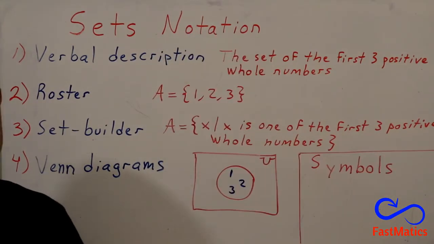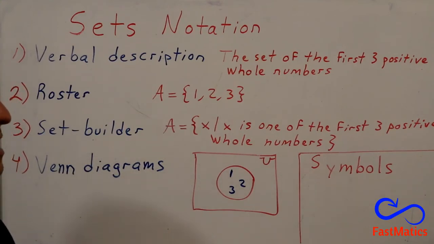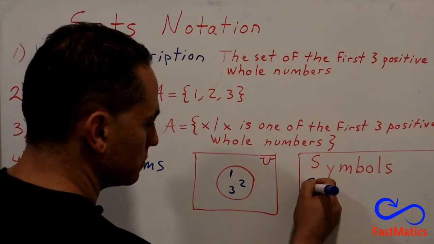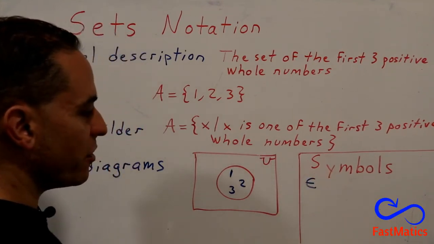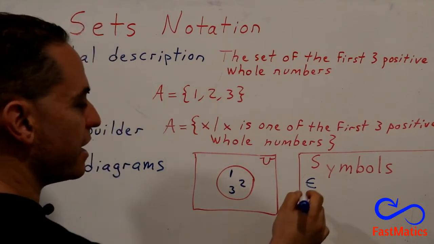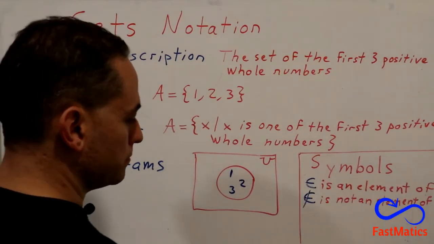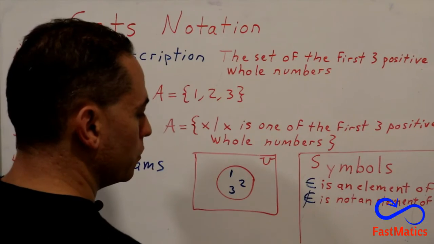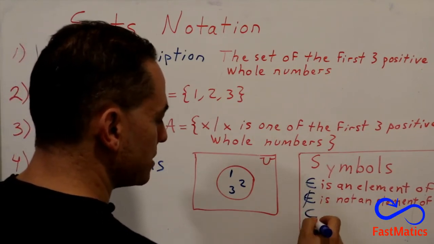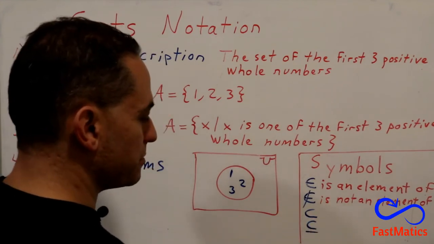So what are symbols we are going to use to study sets? First of all, is an element of, or is not an element of. Also, we have subset and proper subset.